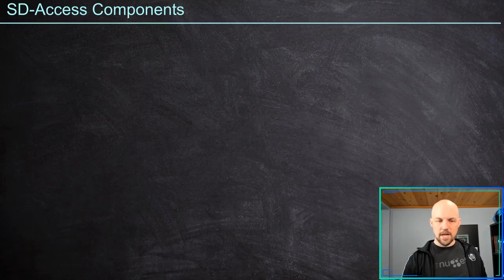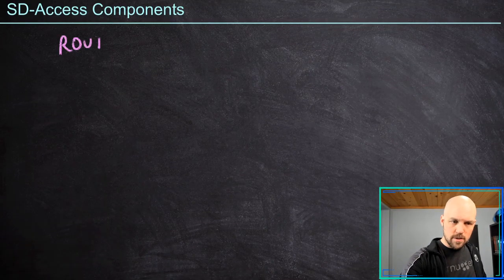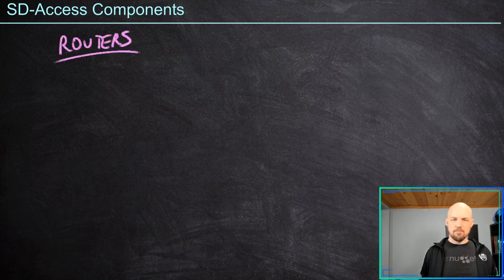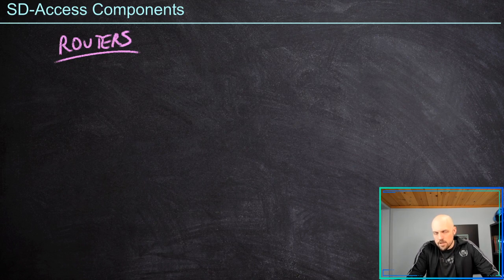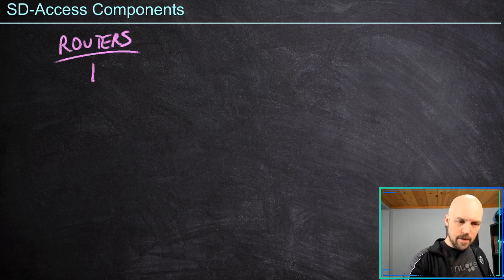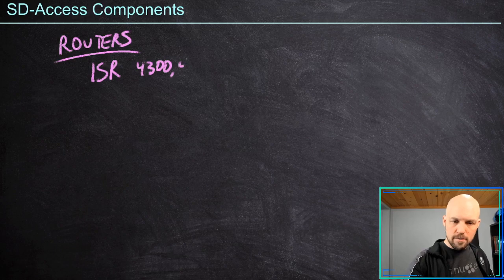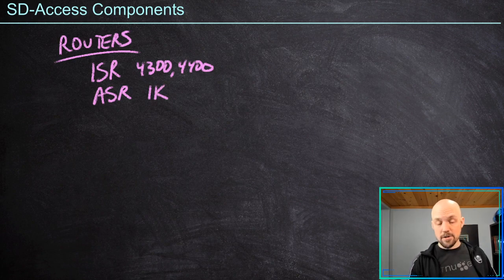Next topic of conversation. We talked about switches. Let's talk about routers. What's going on in the router world? From an SDA perspective, which is the focus of the conversation here, we are going to be looking at ISRs, and specifically the 4300s and the 4400s. We are going to be looking at the ASRs, and specifically there, the 1K ASRs.